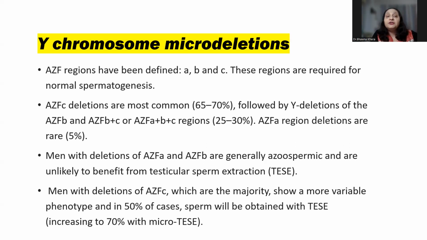So it is important to do this test once to see if there is anything which can be transmitted to offspring. And second, you will also come to know the prognosis, or you can pick a proper technique which can work for you. Now, men with deletions of the AZFC region, which are the majority, have a variable phenotype. In this case, in 50% of cases, you can pick up sperms from the testes. So sperm retrieval from the testes is possible in these patients.